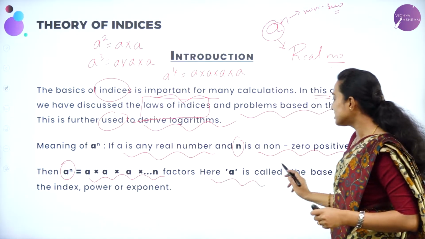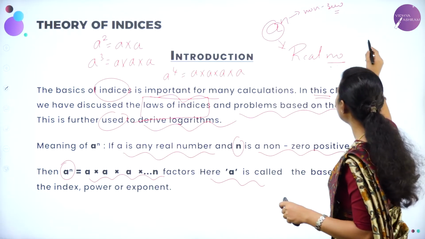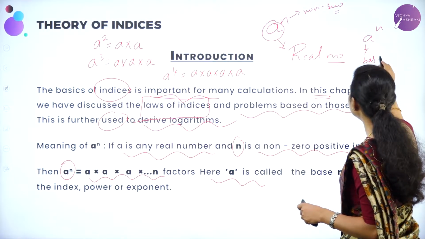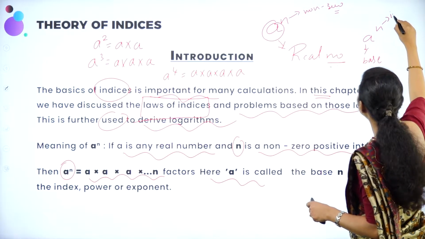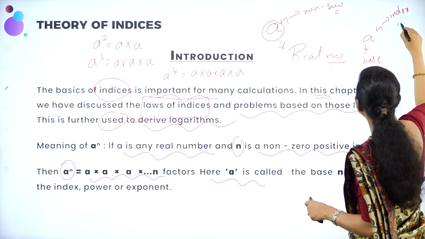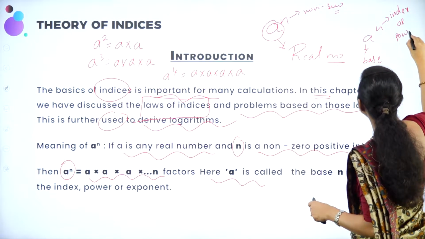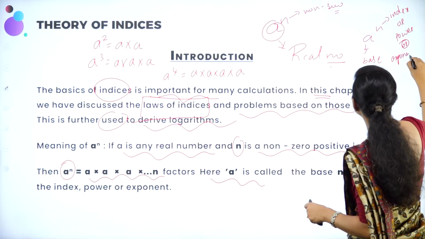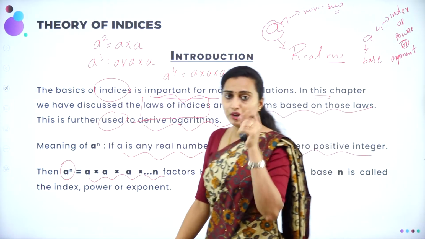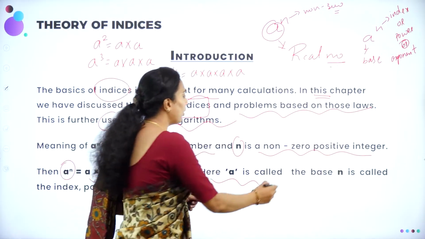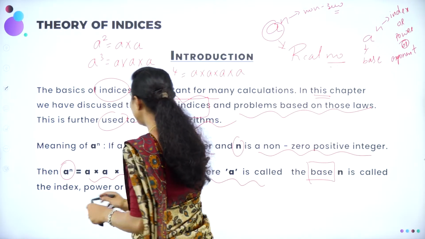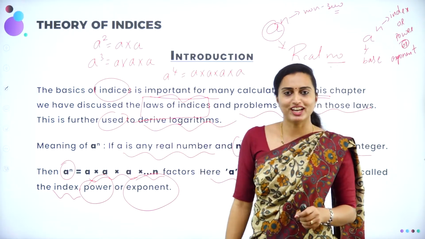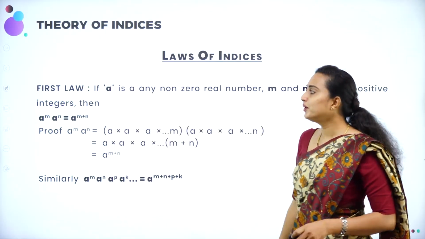Now in a power n, a is going to be known as the base, and n we are going to call the index, or we are going to name it as power, or also as exponent. Got it? Exponent. So all this you have to remember, so that a is called the base and n is called the index or the power or the exponent. Understood? Now let us move on to the proof.